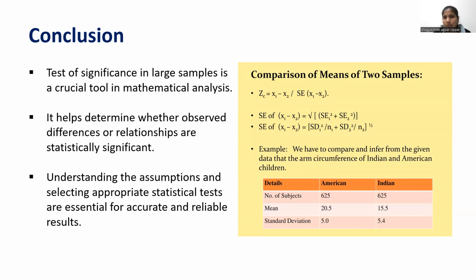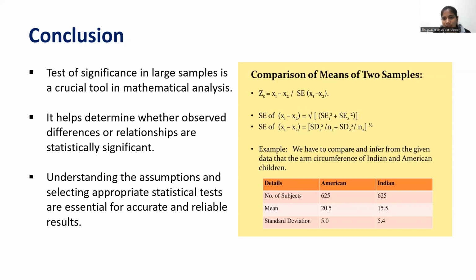Comparison of means of two samples. Z equals x1 minus x2, divided by SE of x1 minus x2. SE of x1 minus x2 equals square root of SE1 squared plus SE2 squared. SE of x1 minus x2 equals s1 squared divided by n1 plus s2 squared divided by n2, whole power to the half.